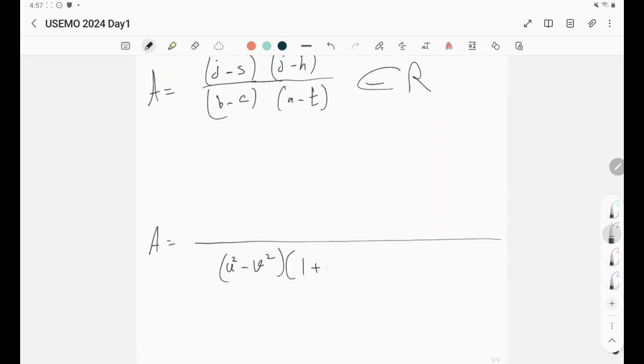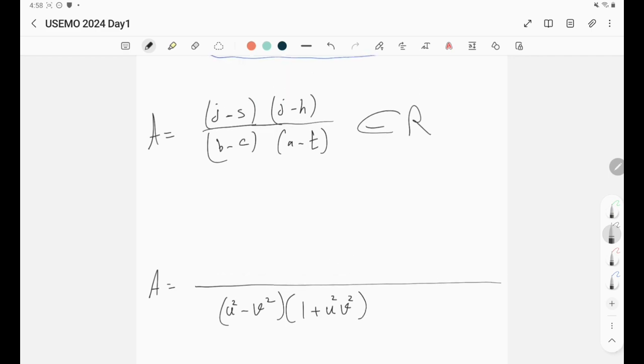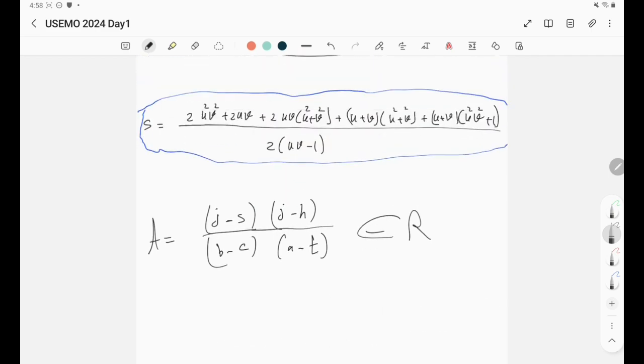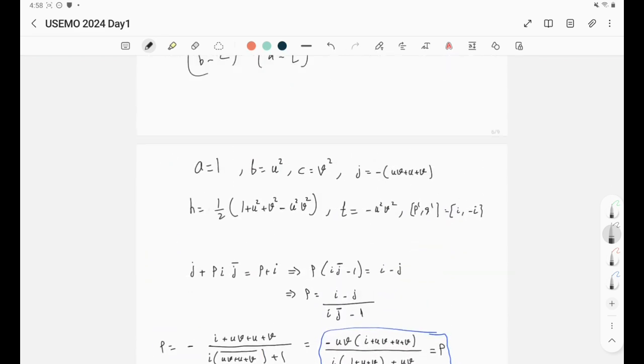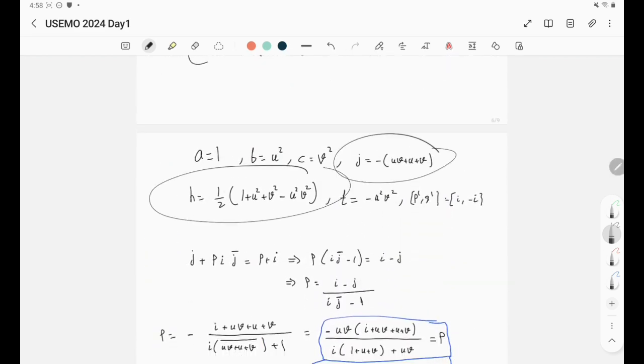So 1 plus u squared v squared. Now for j minus h. Where is j? Yeah, j is this thing and h is this thing. Okay, this thing is going to be a little ugly. So j minus h is negative and a negative. You can take negative as a common factor, and half as a common factor, and multiply this by 2.